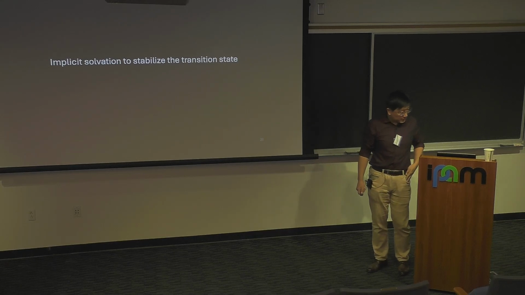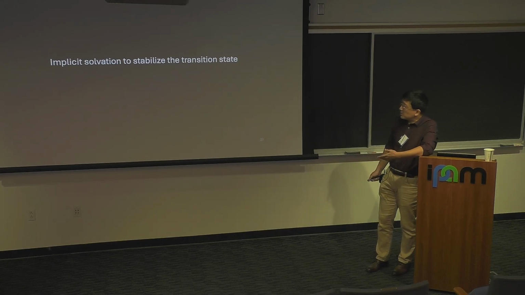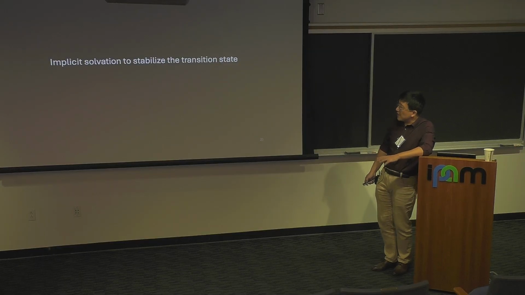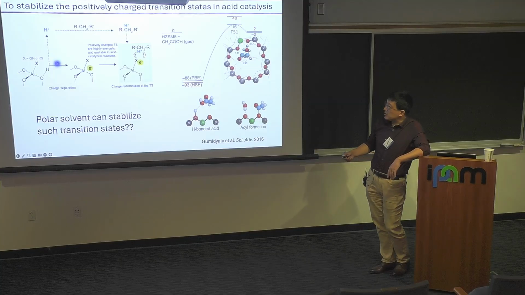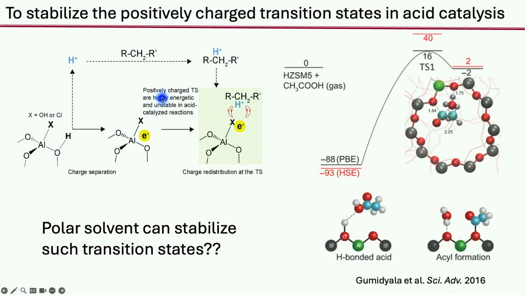In the second one, I'm talking about another topic, which is acid-catalyzed reactions. In this case, suppose I have an acid, which is just like a proton here. And now I have a hydrocarbon. The first step of the reaction is the protonation. So the proton will go to the hydrocarbon, and that will drive a crack of the CC bond or CO bond, depending on which reaction we're talking about.